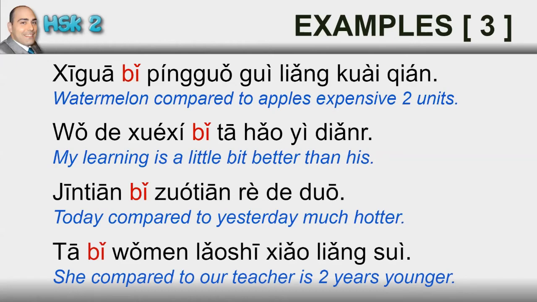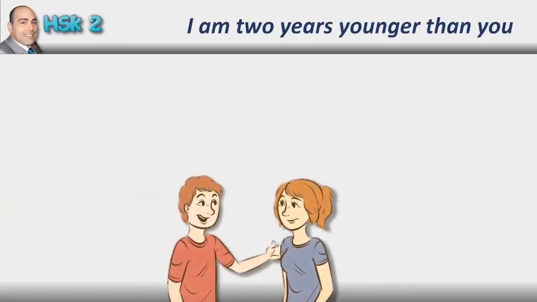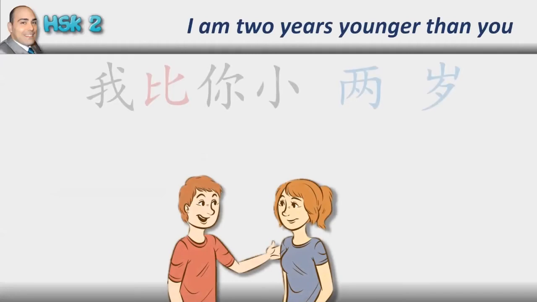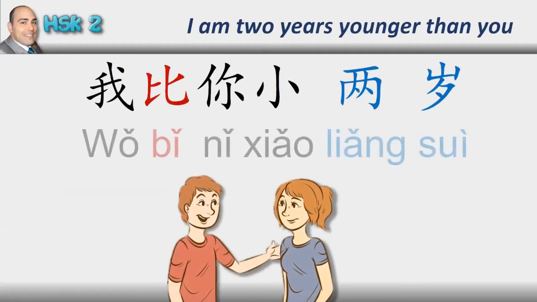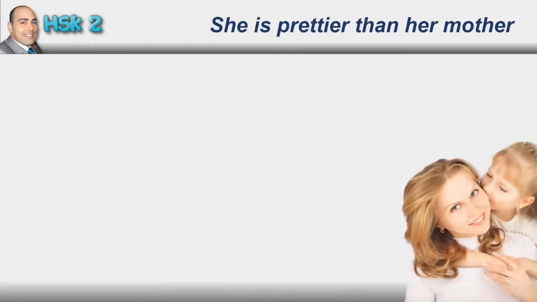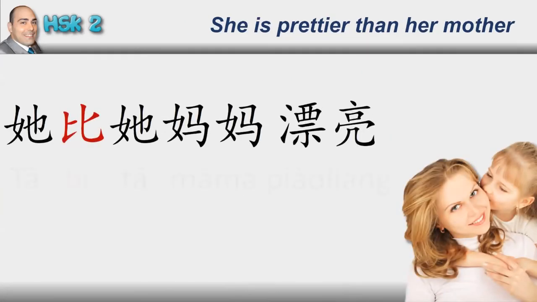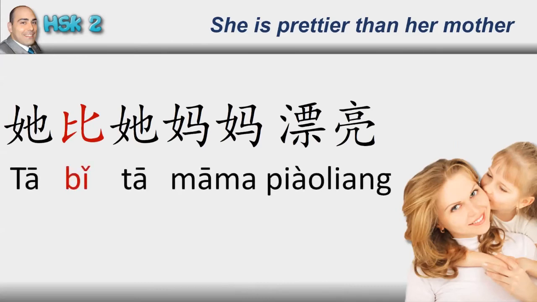Let's practice a little bit. I am 2 years younger than you. 我比你小2岁. She is prettier than her mother. 她比她妈妈漂亮.